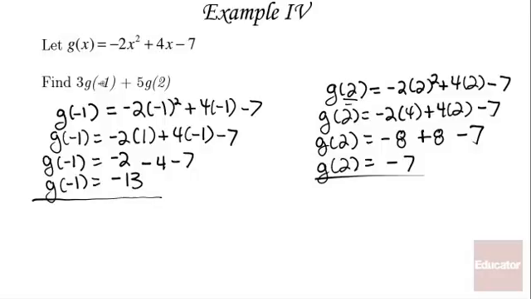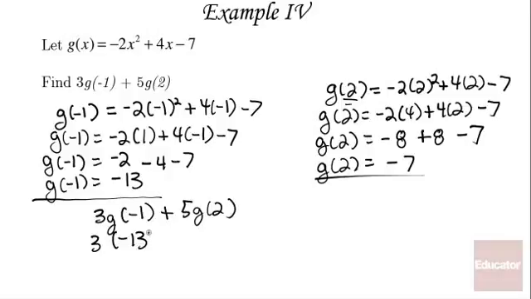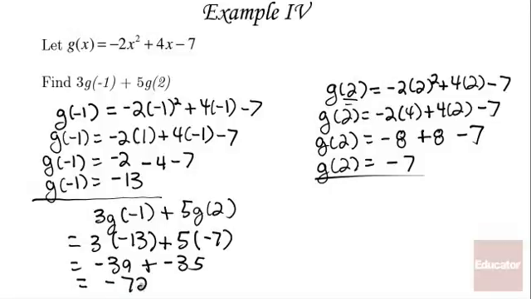So I have g of -1 and I have g of 2. So I'm going to go back to this expression that I'm being asked to find, and it's 3g of -1 plus 5g of 2. Now I can substitute in for g of -1, I'm going to substitute in -13. So it's 3 times -13 plus 5 times g of 2, which is -7. And what this equals is 3 times -13 is -39, plus 5 times -7 is -35, and that comes down to, when you put it all together, -74.